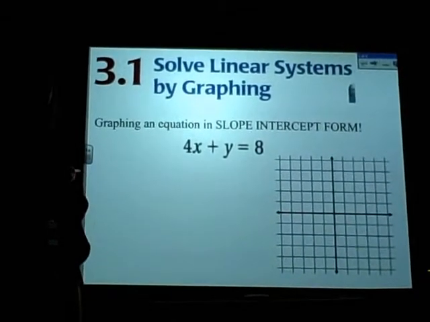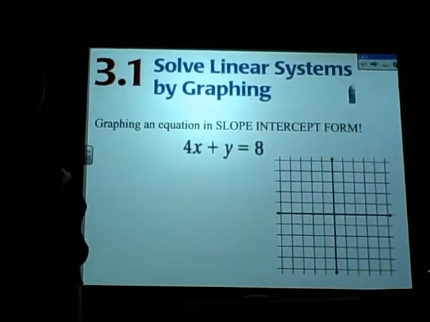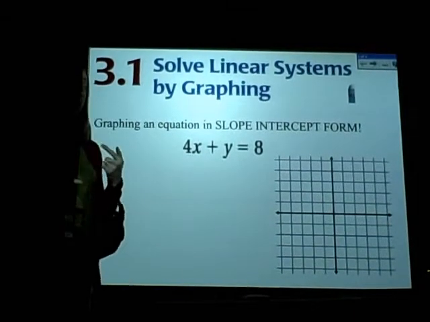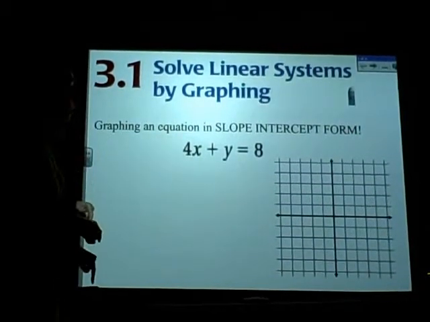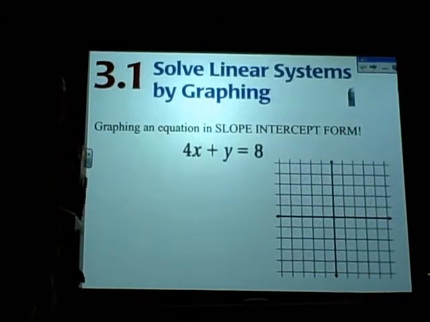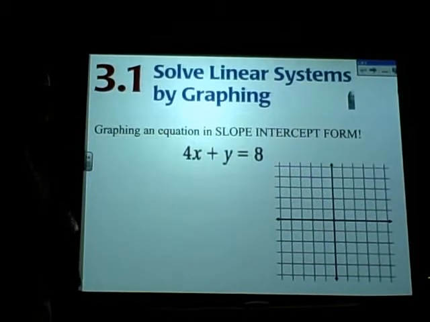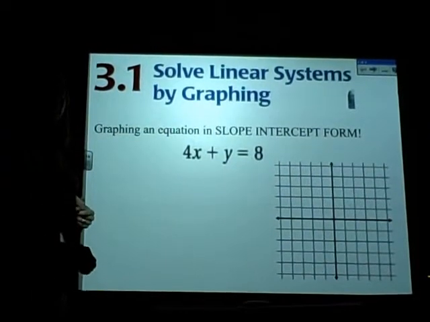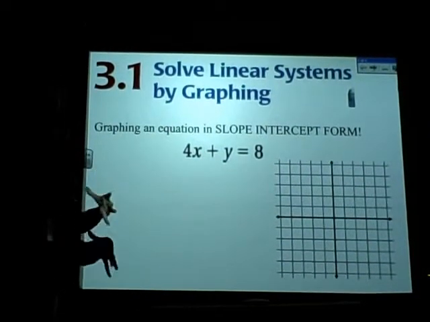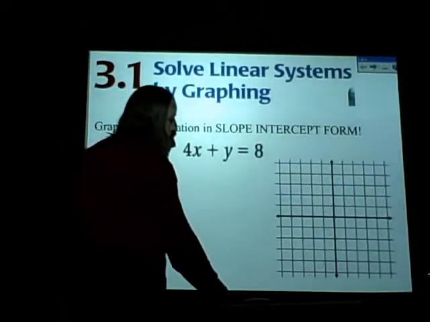Before we enter into Chapter 3, I want to refresh your memory a little bit. We want to start by graphing an equation in slope-intercept form. So here's our example. We have 4x plus y equals 8. In order to graph it in slope-intercept form, we need it in slope-intercept form.